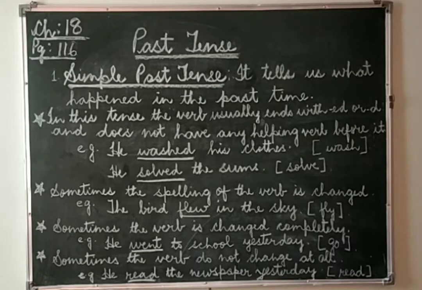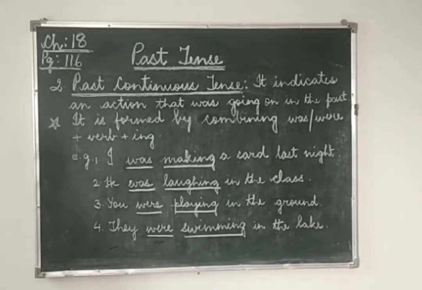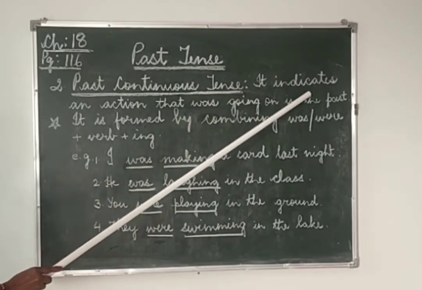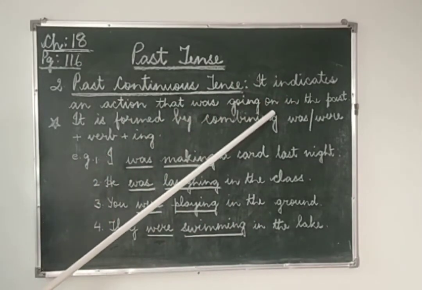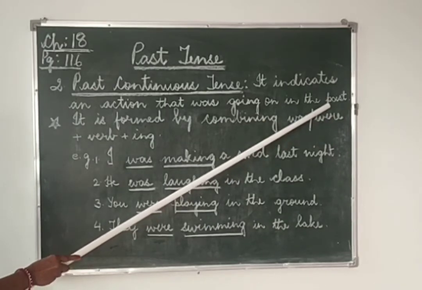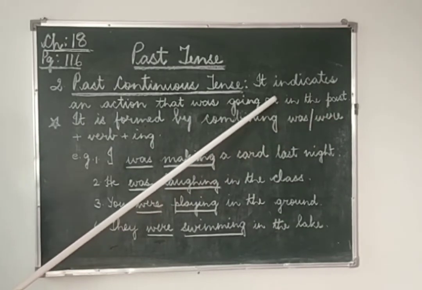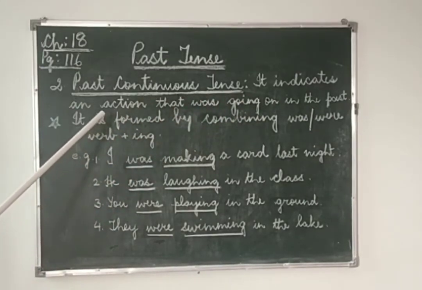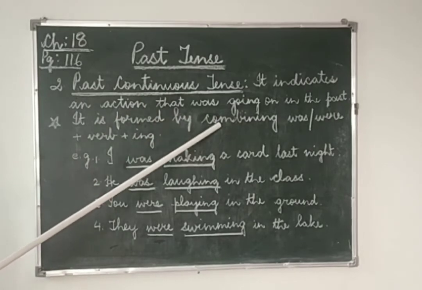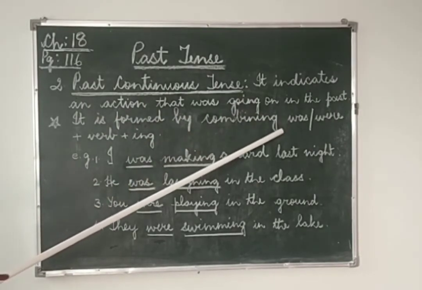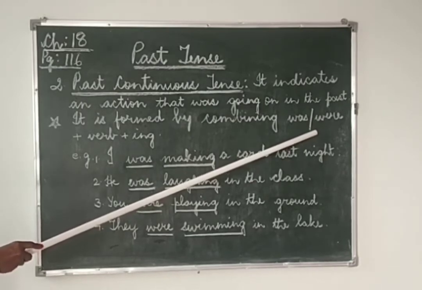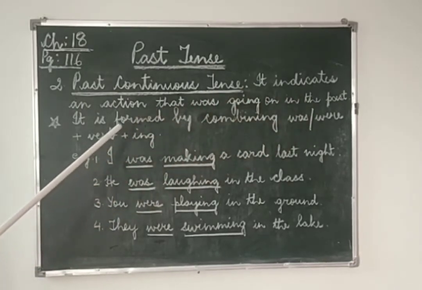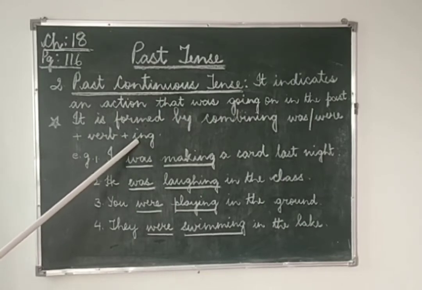Okay, now let's go to the second kind, that is past continuous tense. This tense indicates an action that was going on in the past. That means an action in progress in the past time. Now how is it formed? It is formed by combining two things, that is the helping verb was or were depending on the subject plus the ing form of the verb.